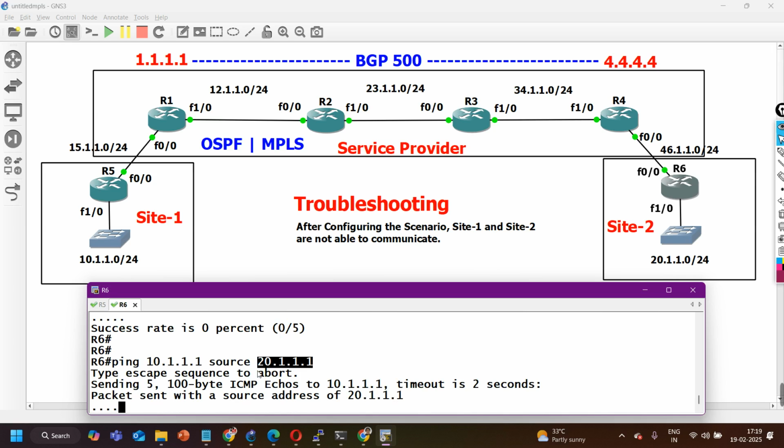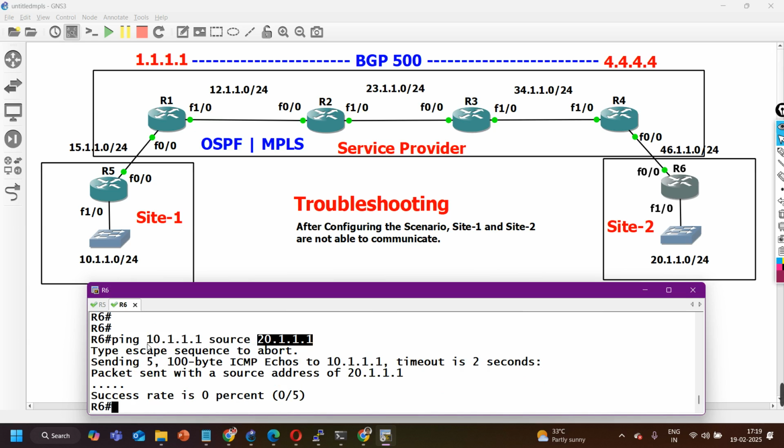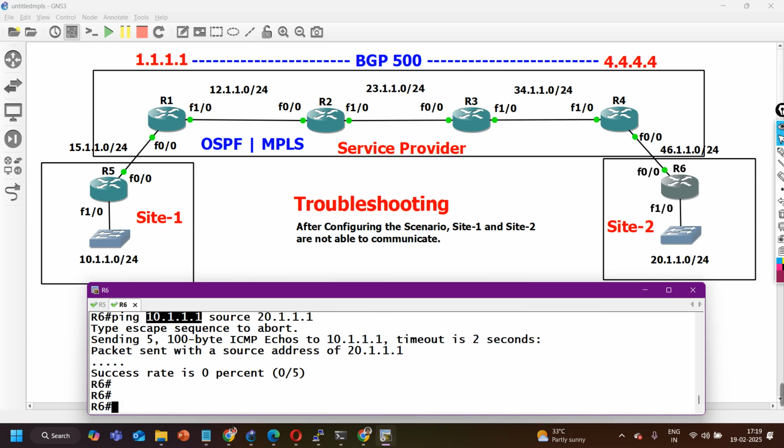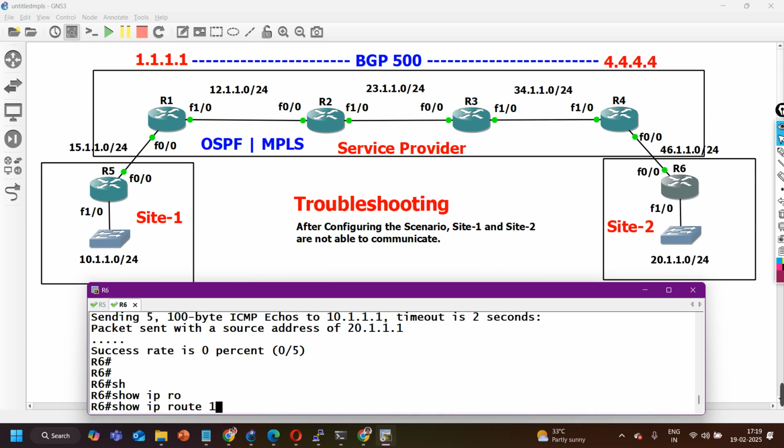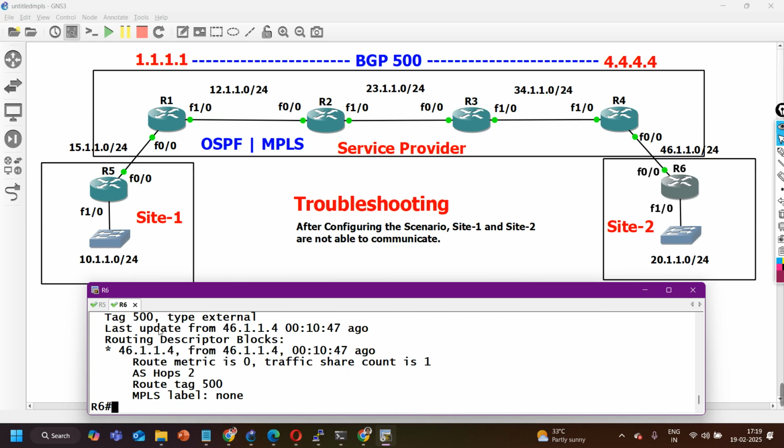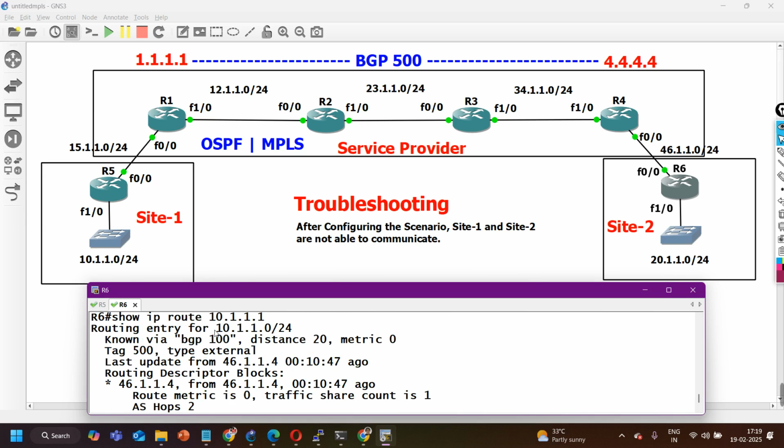Here also we can verify the routing table. In the routing table, the route should be there for 10.1.1.1, so show ip route 10.1.1.1. You can see again guys, the route is there in the routing table, right? And the prefix 10.1.1.0/24 is again known via BGP AS number 100. The distance is this one, and it is received from 46.1.1.4. Between router 4 and router 6, my subnet is 46.1.1.0. So 46.1.1.4 is nothing but router number 4, right?